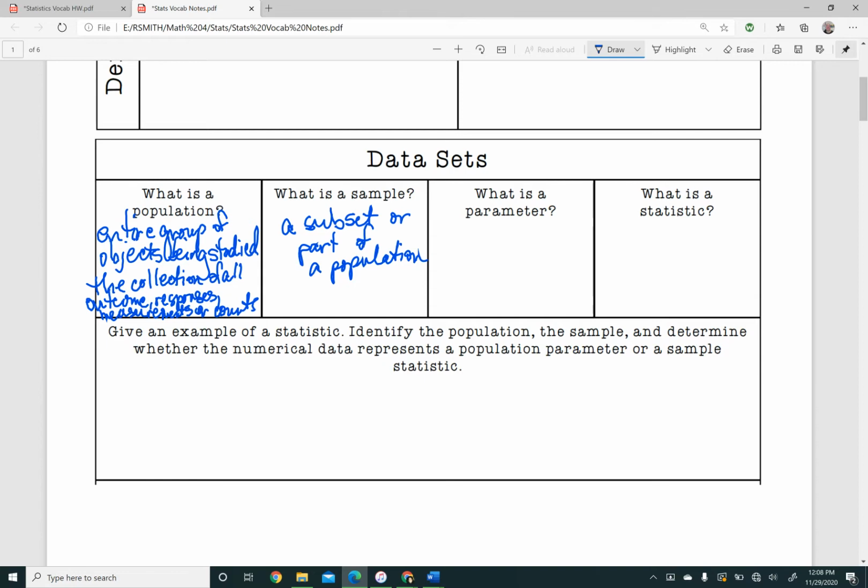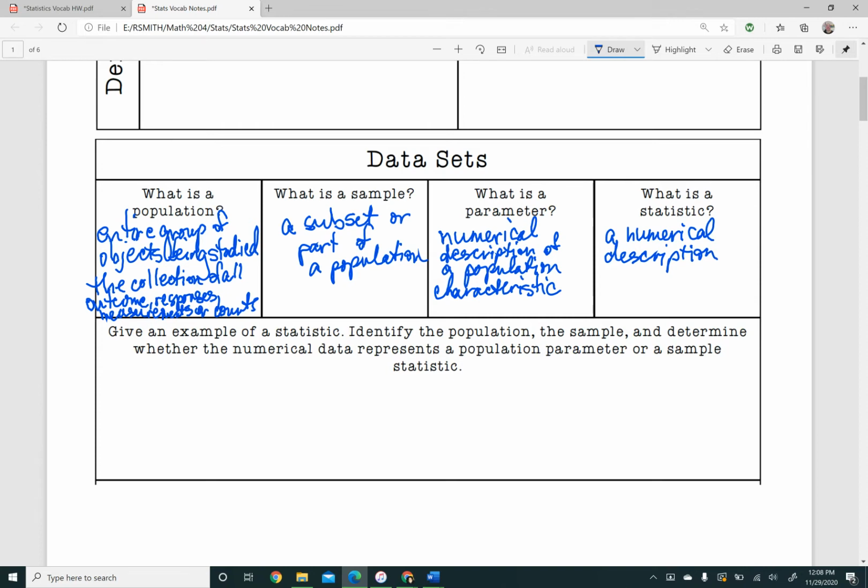A parameter is a numerical description of a population characteristic, and a statistic is a numerical description of a sample characteristic.